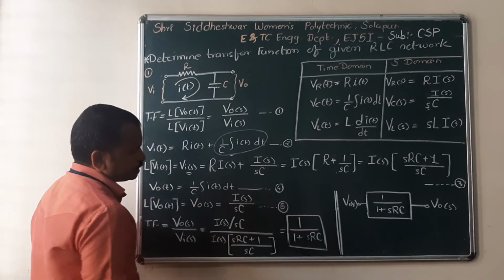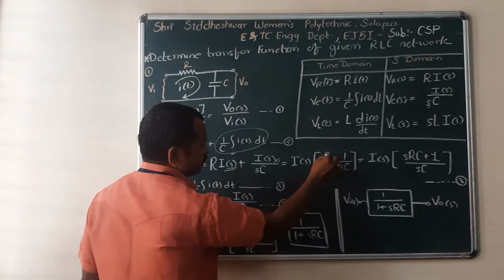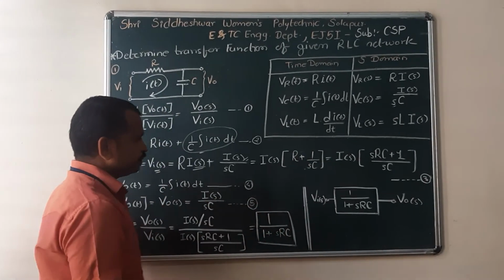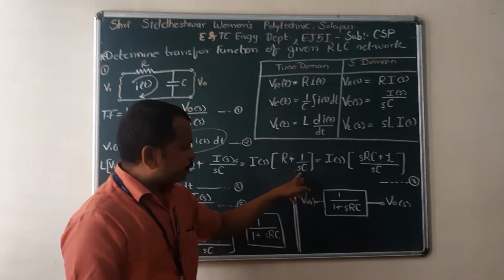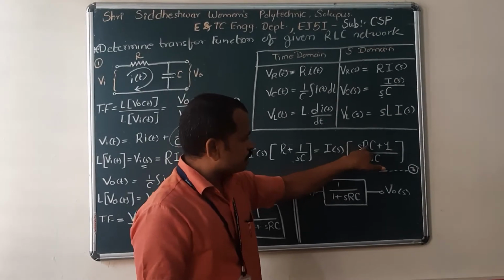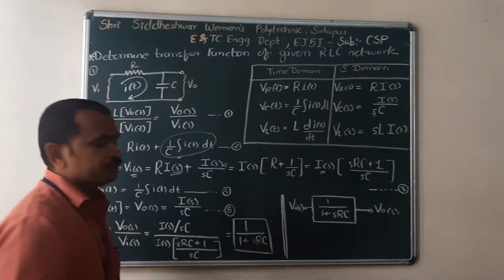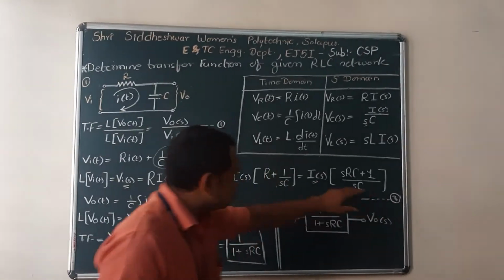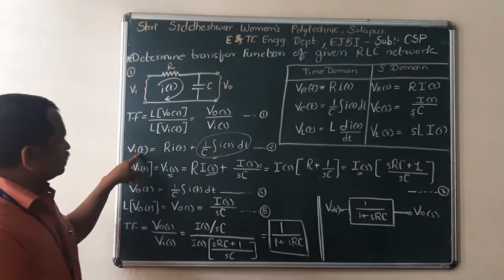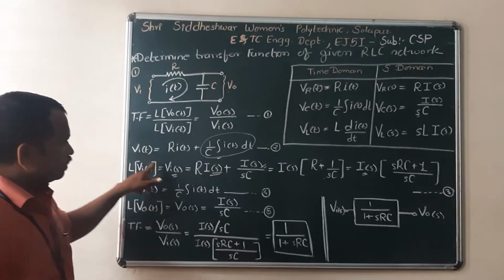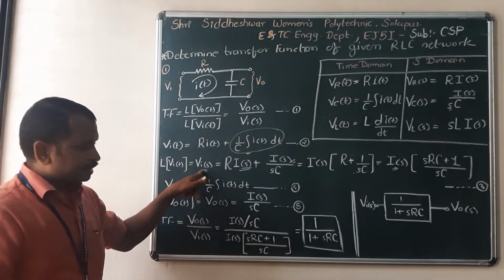Just simplify this equation. Take I of S common, then bracket R plus 1 by SC. Again we have to simplify that. Take the denominator common and the equation becomes SRC plus 1 divided by SC, with I of S taken common. So it's the third equation. The first equation is the transfer function we have to find out, the second equation is in terms of time domain, and the third equation we found in S domain.